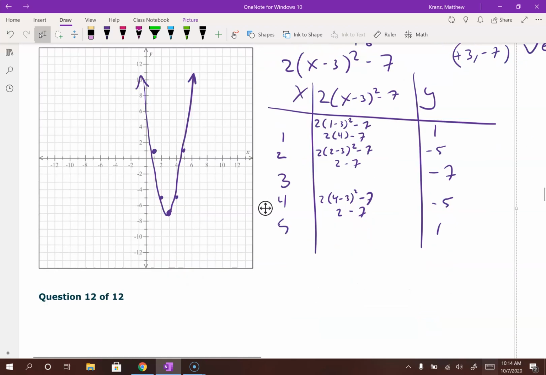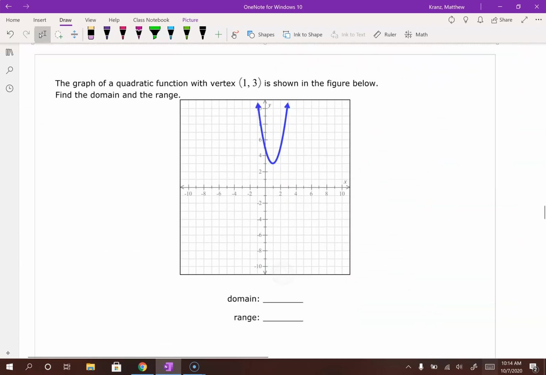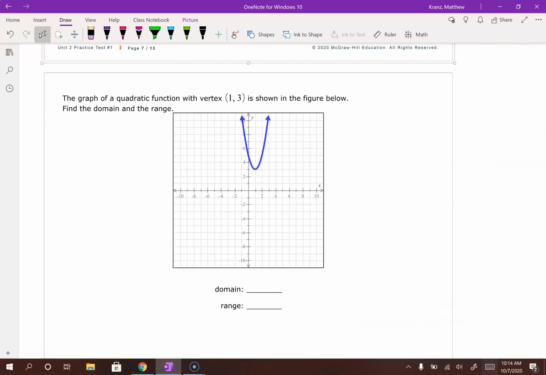All right, and now finally the last one. The graph of a quadratic function with the vertex 1, 3 is shown below. Find the domain and range. So the domain of all parabolas, because this is going up, but it's also going this way and this way forever, is going to be all real numbers.